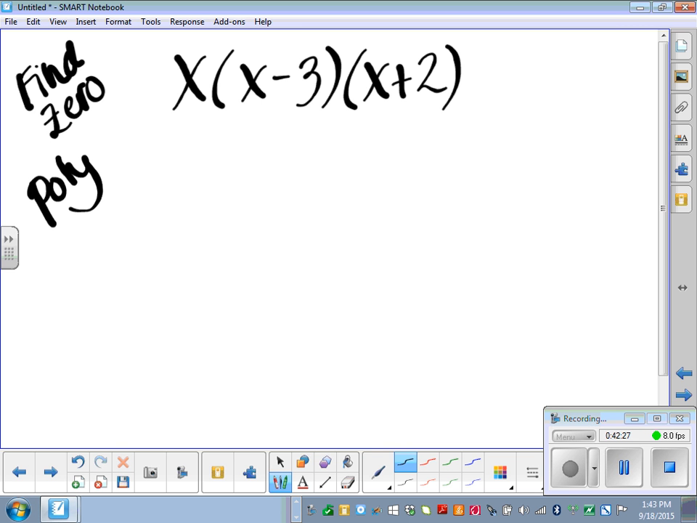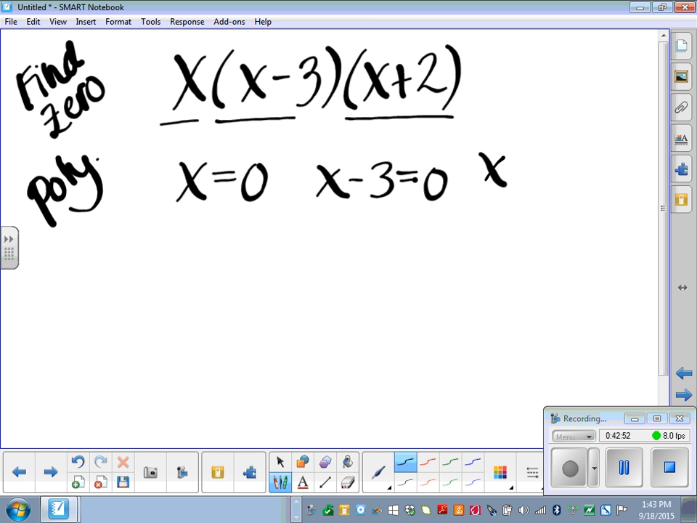First of all, finding the zeros is really easy because notice this is already in its linear factors. And, you know, the whole point of factoring is so that we can set linear factors equal to 0 and solve. So this one's already factored, so finding the zeros part's really easy. Set each of those equal to 0. So x is equal to 0, x minus 3 is equal to 0, and x plus 2 equal to 0, and solve for x in each case.